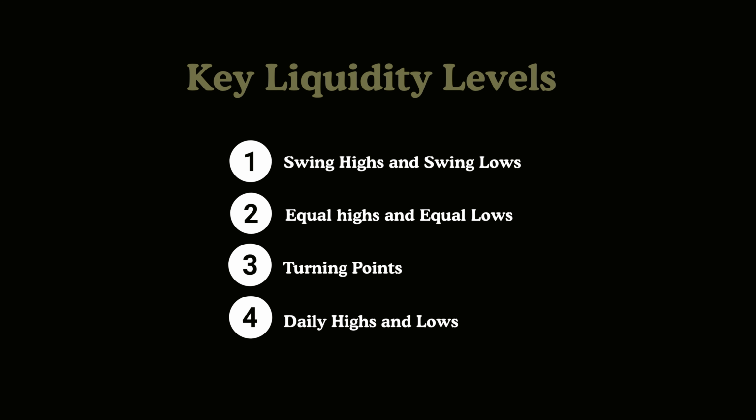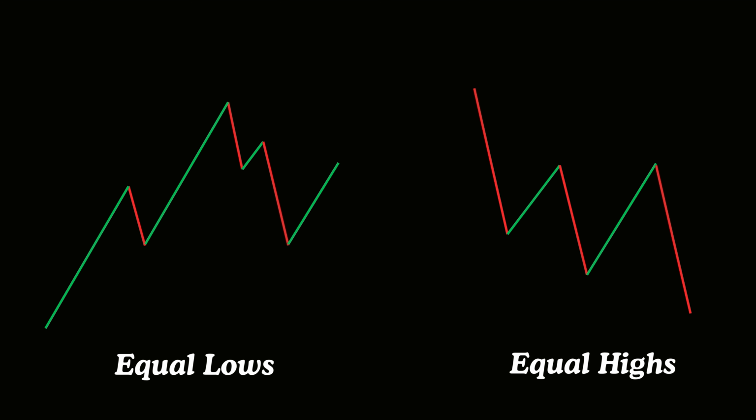The next key liquidity formations are equal highs and equal lows. As the name implies, equal lows form when the price prints multiple lows at nearly the same level, while equal highs occur when the price forms highs at a similar level. But what does this indicate in terms of price movement?